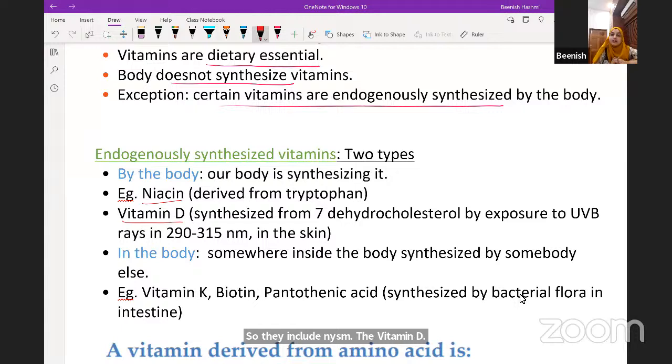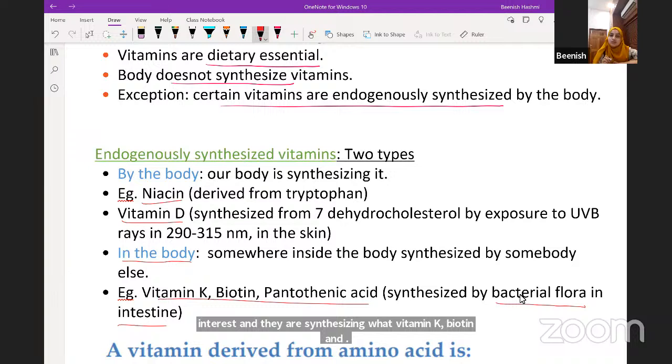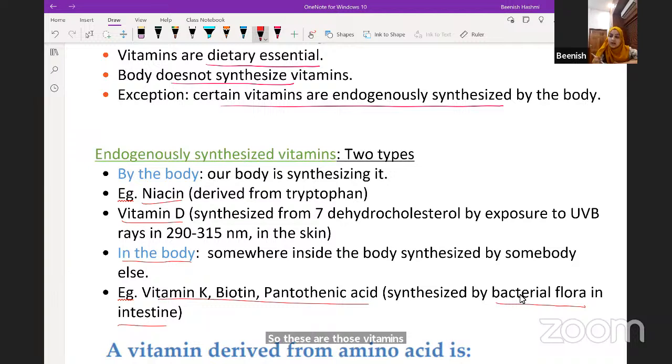and the other category is in the body. Now, what is in the body? That is, your body is not synthesizing it, but it is being synthesized by somebody else in your body. So what is that somebody else? That is your bacterial flora in the intestine. There are bacteria in our intestine. They are synthesizing what? Vitamin K, biotin, and pantothenic acid. So these are those vitamins which are synthesized in our body, but not by our body.